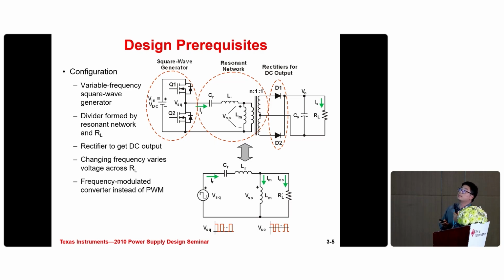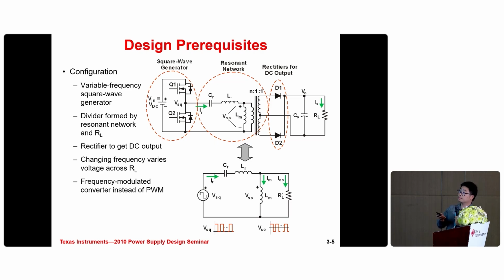This part is about the LLC topology. We can see from this that the LLC converter contains three main function blocks. One is the square waveform generator formed by these two MOSFETs, the resonant network formed by the Cr, Lr, and Lm, and also the rectifier formed by these two diodes, D1 and D2.